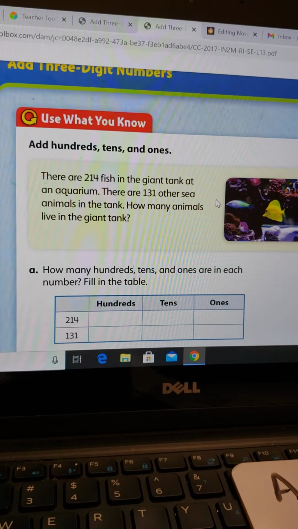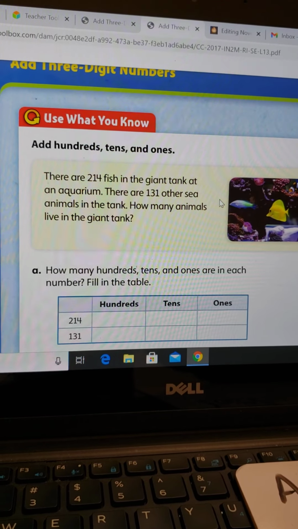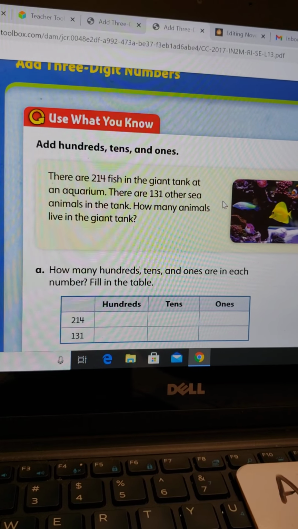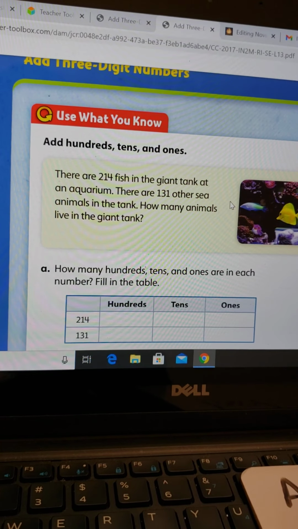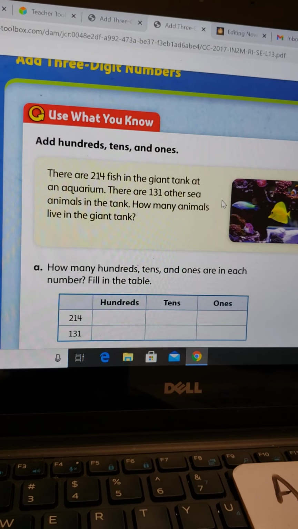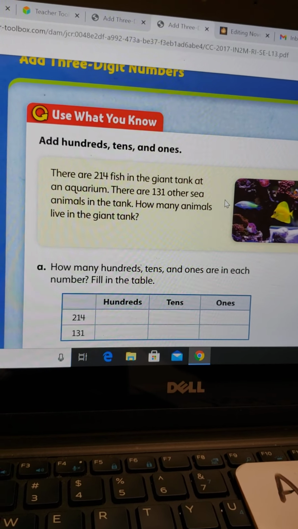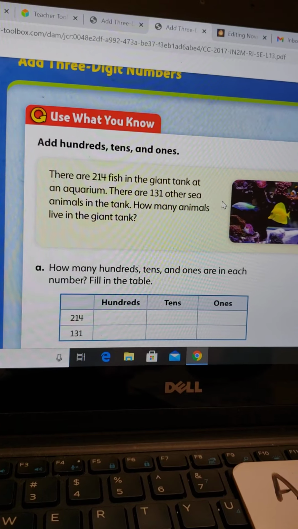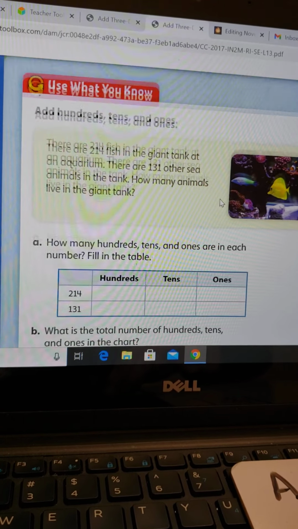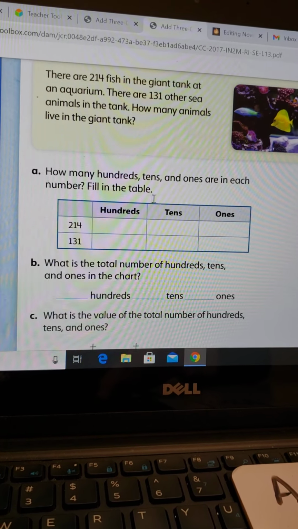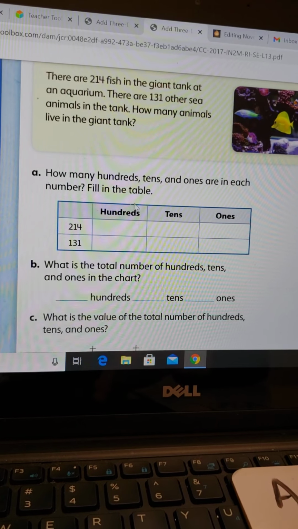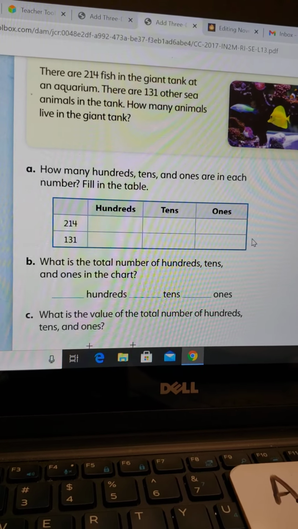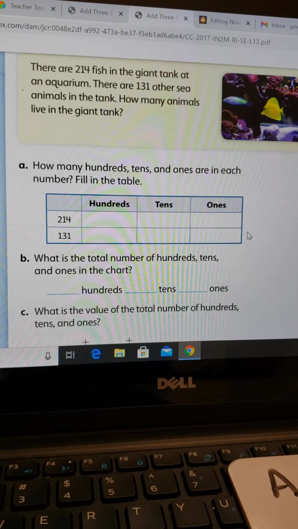Okay, so we know there are 214 fish, plus there are 131 other sea animals in the tank. Okay, so we want to know how many we have all together. All right, so the first thing that we're going to do, we've looked at this before, these are called tables, right? It's like a chart. Helps us understand what the numbers mean so we know what to do with them.